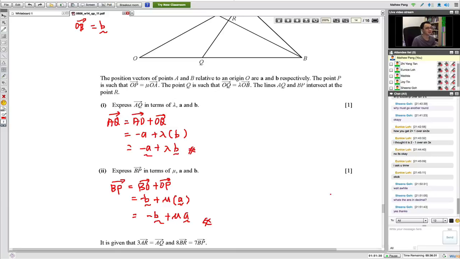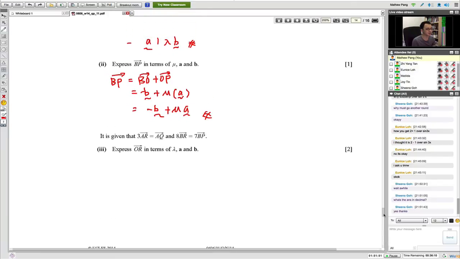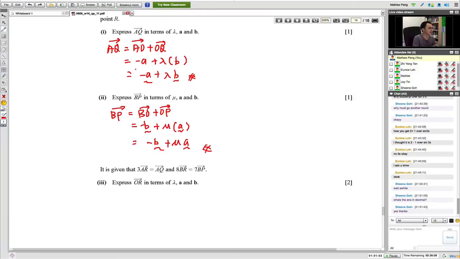Then we move on to the third part. It's given 3AR equals AQ and 8BR equals 7PB. Express OR in terms of lambda. So I have to check which equation actually has lambda. Lambda means something to do with AQ. So yeah, we have AQ here. Good. So I will express it.